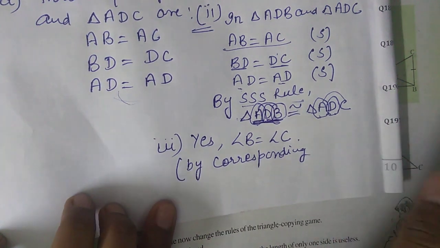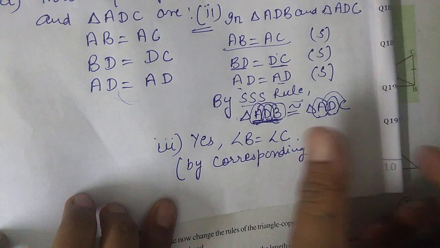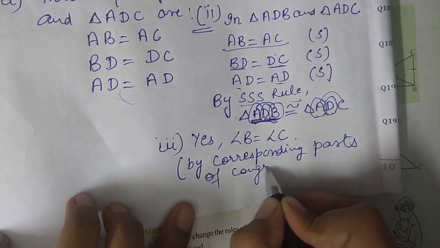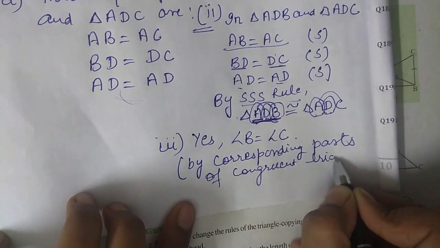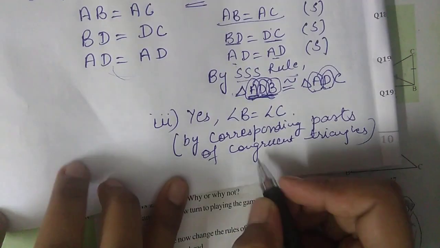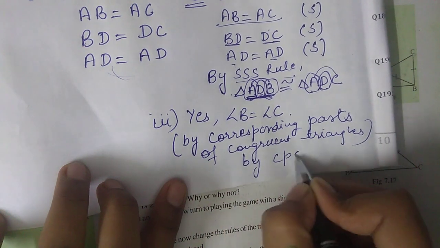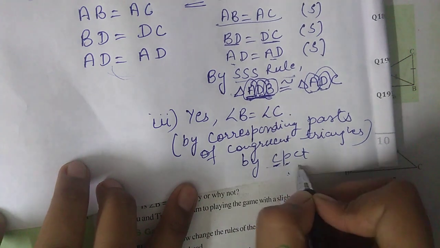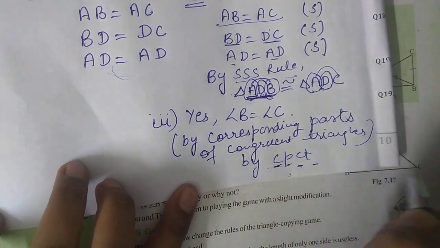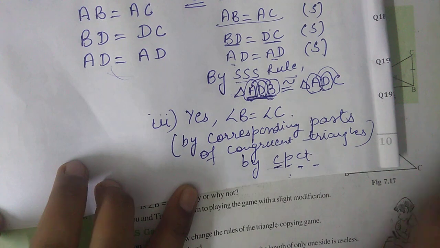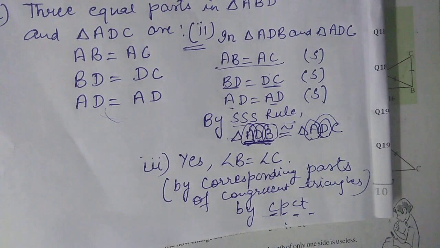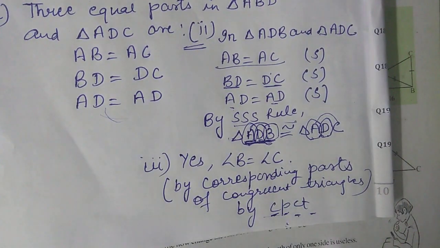How do you come to know about corresponding parts? By the naming of the congruent triangles. By corresponding parts of congruent triangles. And the short form of this is CPCT. This is the short form. It stands for corresponding parts of congruent triangles. Okay, if the triangles are congruent, then and only then can we say the corresponding parts are equal. Okay, so this is your question number 2. I hope this topic is clear to you. This is completely new for you.